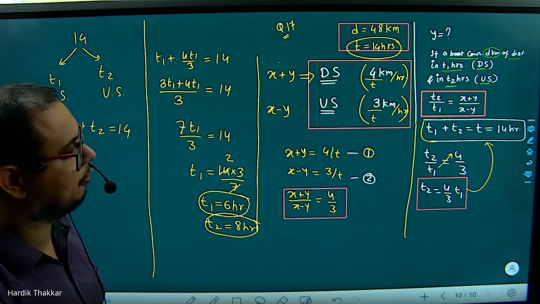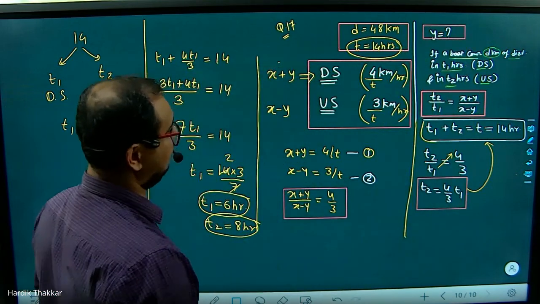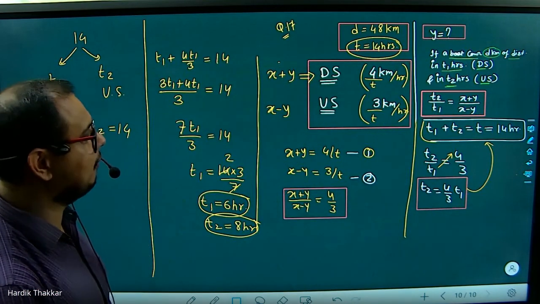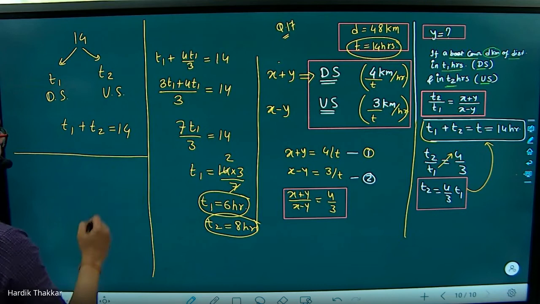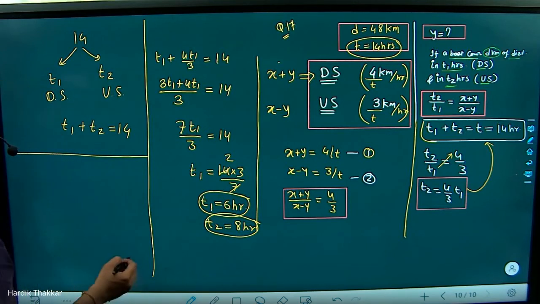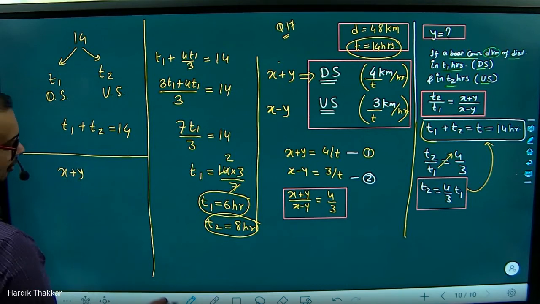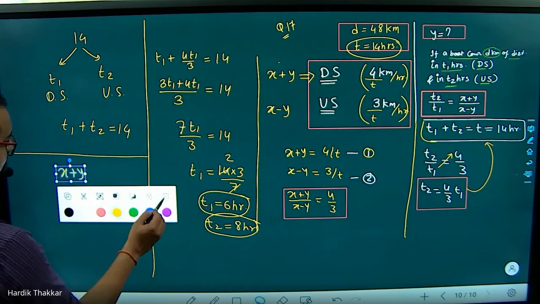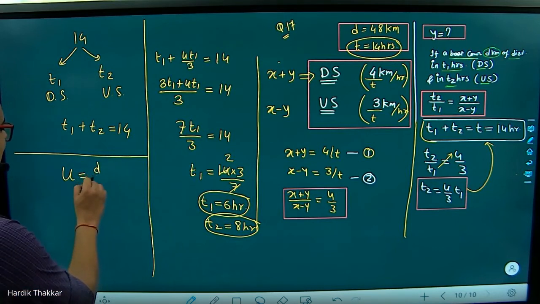Now we don't have to find the time here. What is required? The speed of stream was required. Okay. So to find speed of stream, what we will do? We will calculate this, that is downstream speed, x plus y, or we can simply write u only. Okay, u. What is u? U is downstream speed. How do we calculate downstream speed? It is distance upon time.